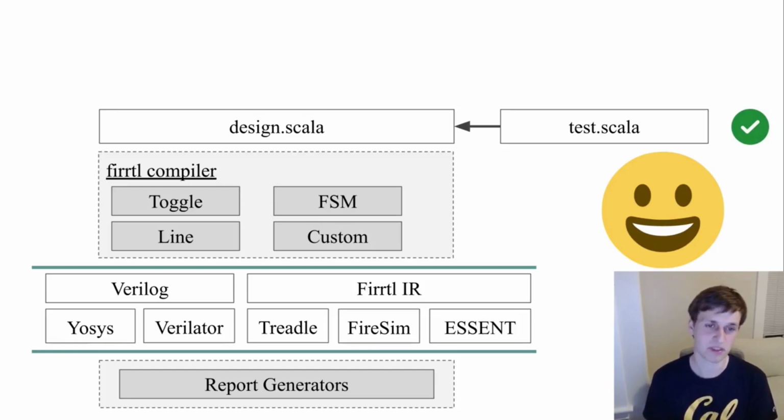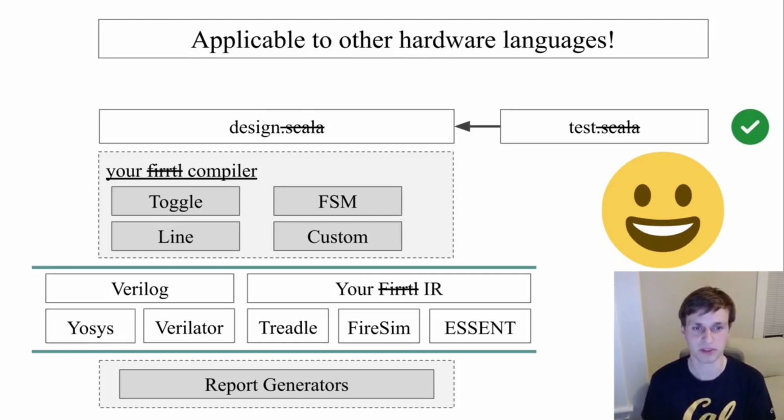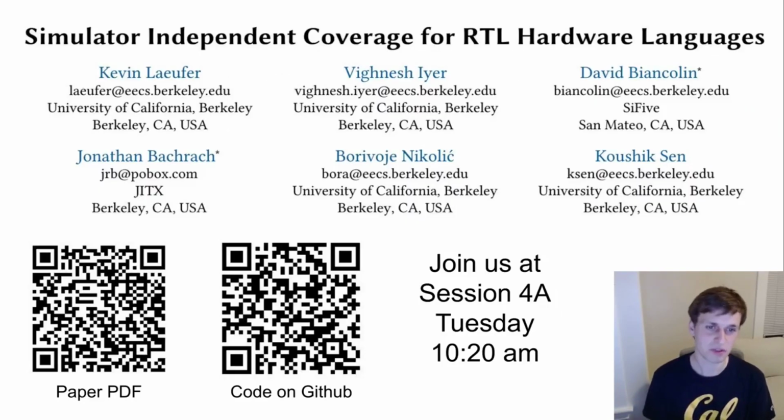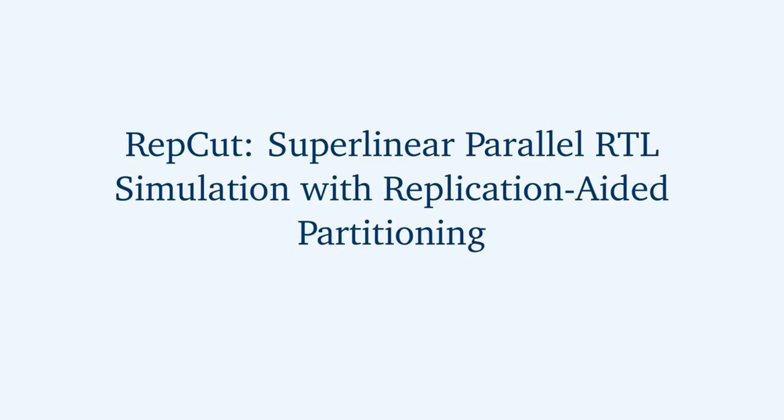Of course, most likely you're not a Chisel developer. However, our technique should be widely applicable to other new and old hardware languages and their simulation ecosystem. All our metrics can be used to implement feedback-directed fuzz testing. If you want to learn more, please check out our paper and artifact and come to our talk on Tuesday morning on session 4A. Thank you!